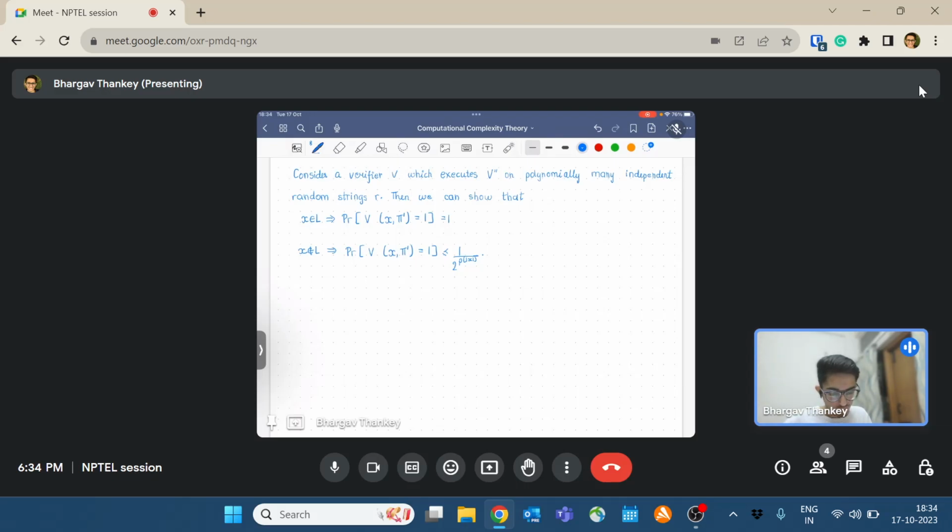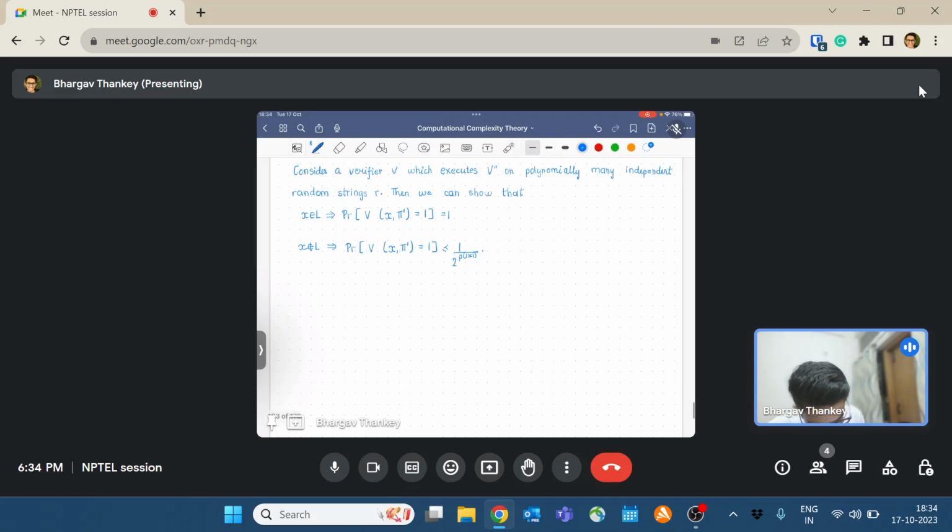Okay, so now that we have the claim, let's see how to use it to prove that MA is contained in AM. So what happens in MA is that the prover goes first, and in AM, the verifier goes first. So now what we want to show is, if we have a proof system where the verifier goes last, we can switch the order of the messages of the prover and the verifier without causing any issues. Yeah, and the claim will help us in doing that.